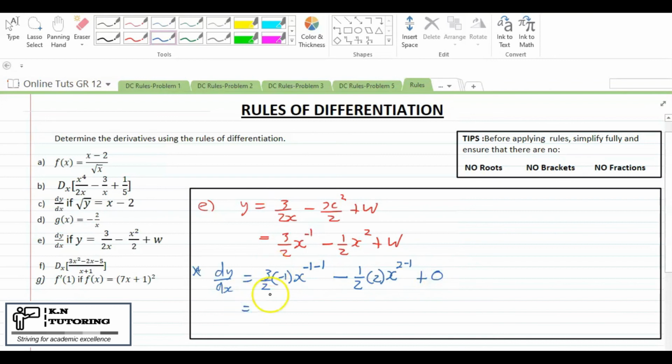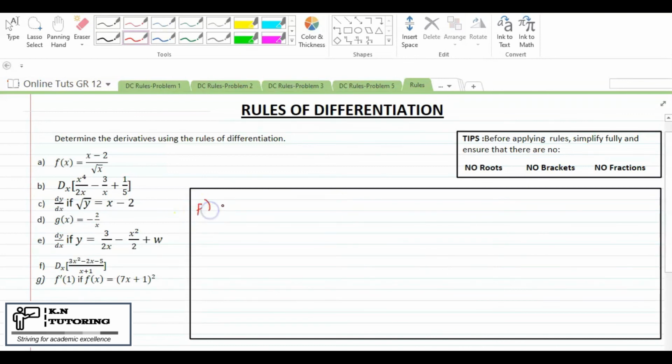Now I simplify this, divide by 2x, and then negative 1 is going to be negative 2, then 2 divided by 2 is 1. Then this will be x to the exponent 2 minus 1 is 1. Remember, this 2, positive exponent, this will be 3 over 2x to the exponent 2 minus x, and that will complete this question.